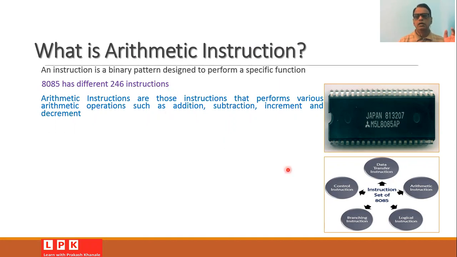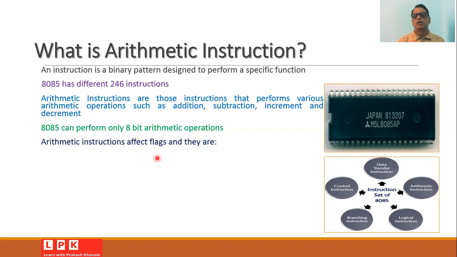We know that the instruction set for 8085 can be classified into different categories such as data transfer instructions, arithmetic instructions, logical instructions, branching instructions, and control instructions. Out of these, in this session, we are going to discuss arithmetic instructions. There are different arithmetic instructions, and as far as 8085 arithmetic operation is concerned, one can easily observe that 8085 can perform only 8-bit arithmetic operation.